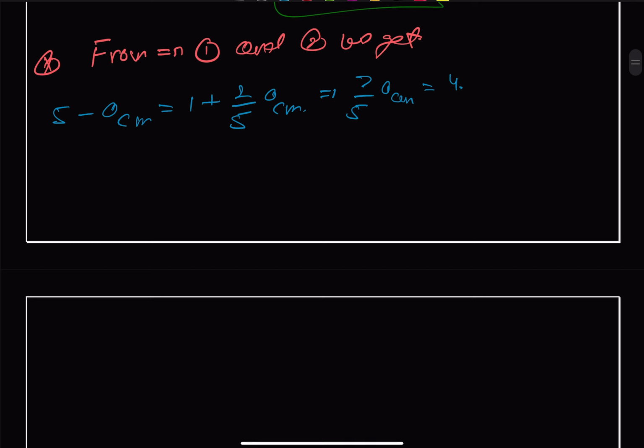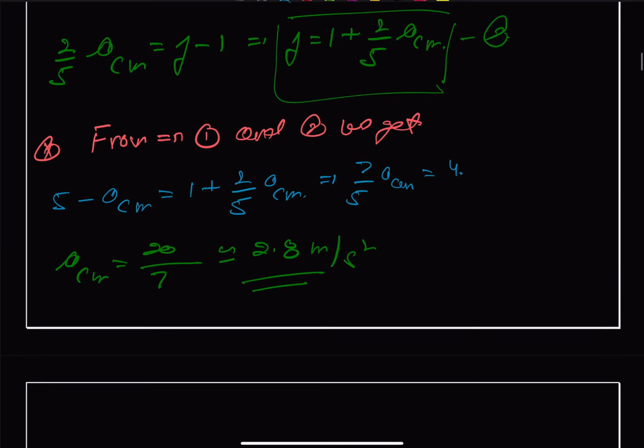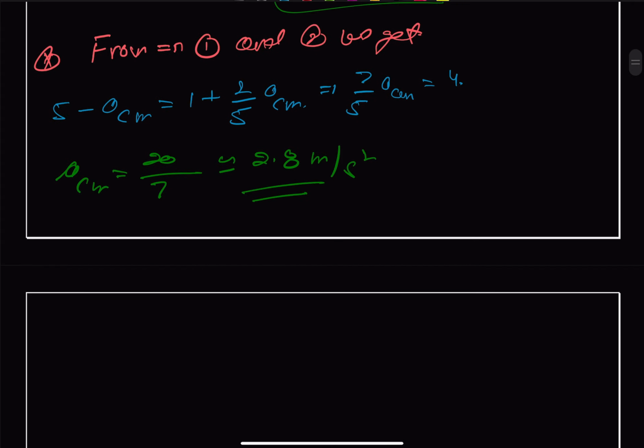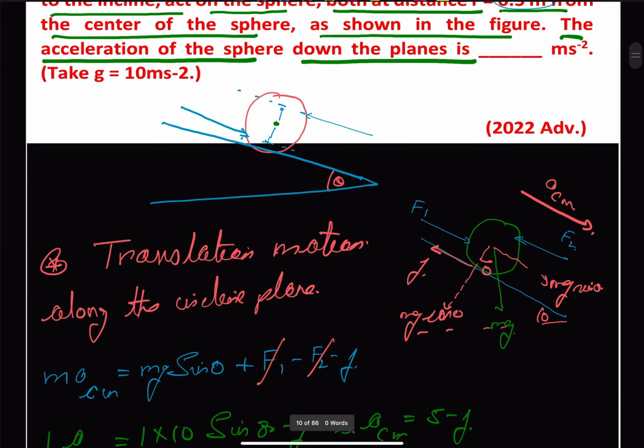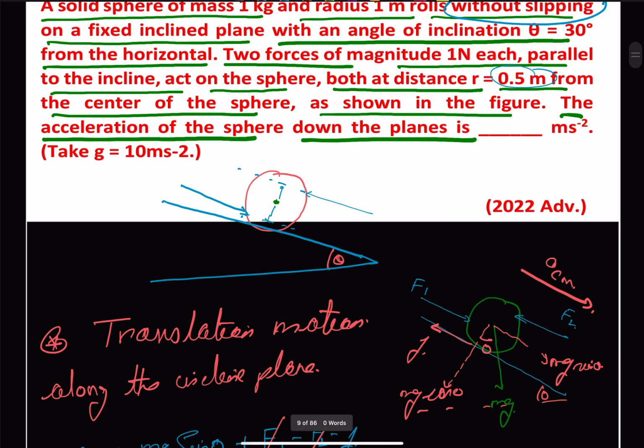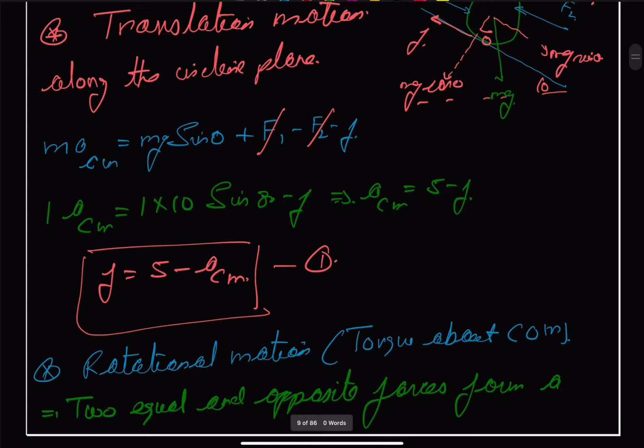So we get that ACM will be equal to 20 upon 7, and approximately this will be 2.8 meter per second square. We can also find our frictional force, because we already know the relationship between ACM and this. I think it was not asked for, but anyway, let's solve for friction also.